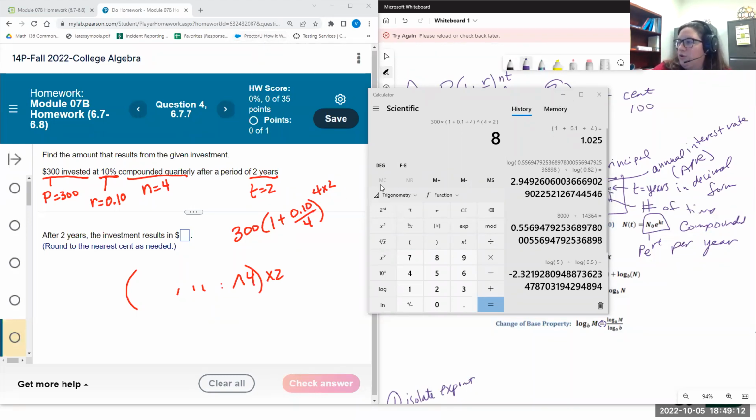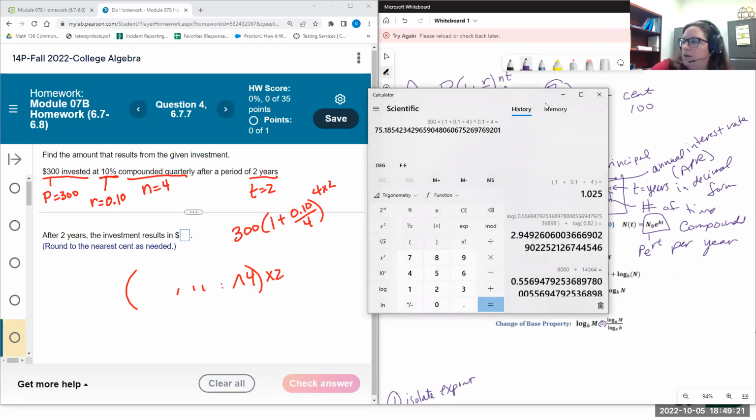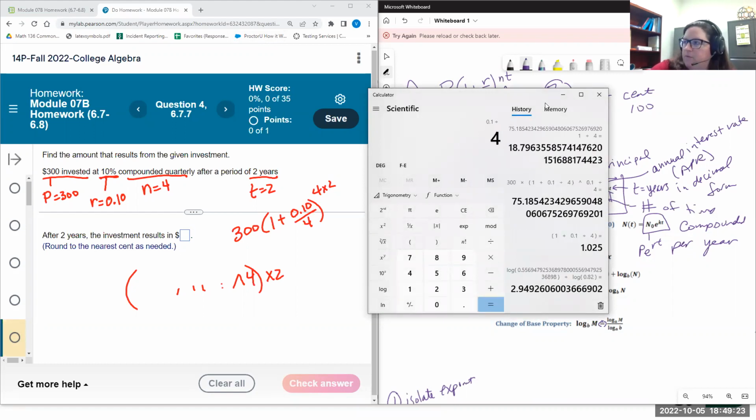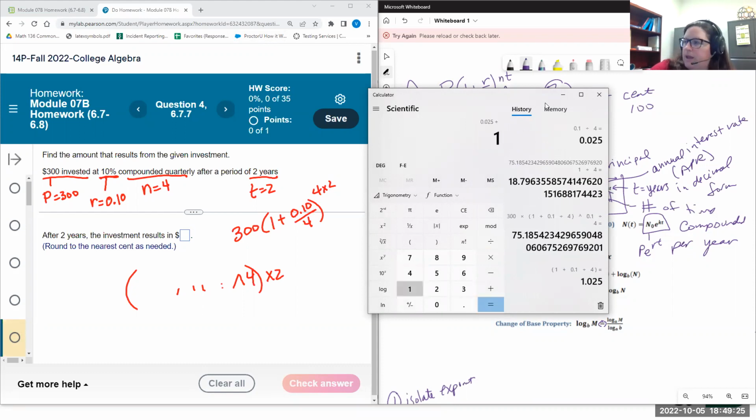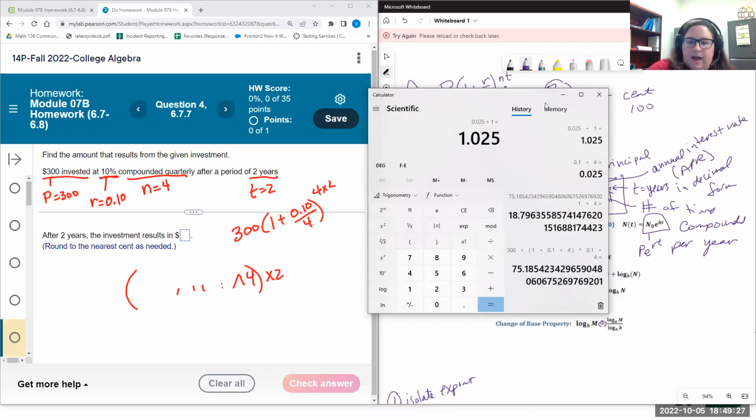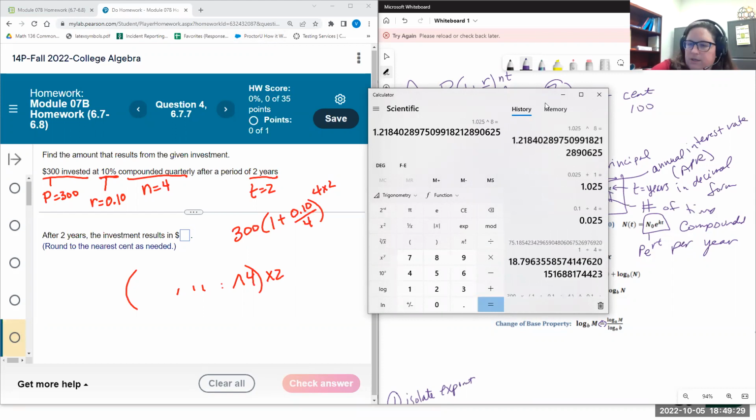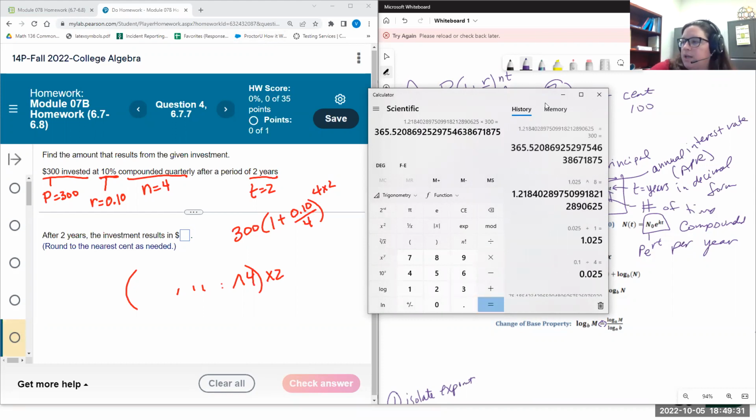And then, of course, make sure if you are doing it a step at a time, the first thing you might start with is 0.10 divided by 4, add that to the 1, then take that to the 8th power, then take that times the 300. But you wouldn't take the 300 times that base before taking the 8th power. So just make sure you're following correct order of operations.